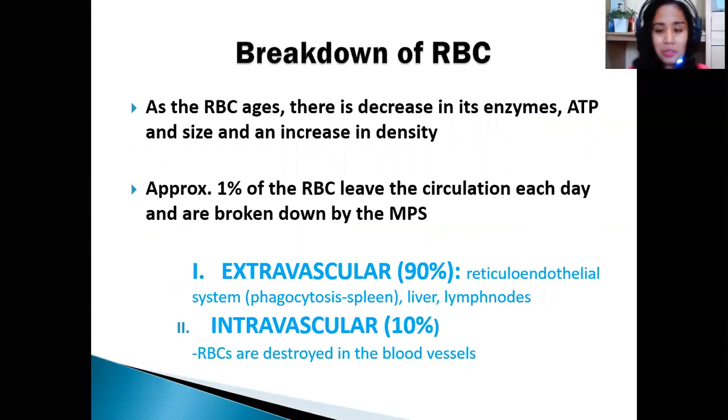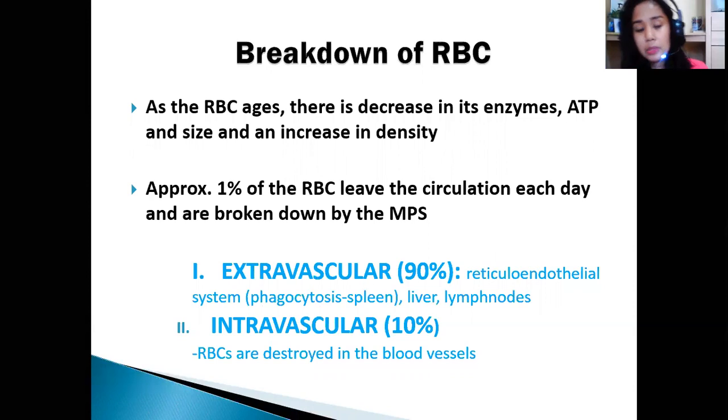So in the breakdown or hemolysis, pwedeng as the red blood cell ages or pwedeng pag may hemolytic anemia. So there are 2 types of breakdown or hemolysis. So we have extravascular and intravascular hemolysis. So most of your red blood cell breakdown happens extravascularly. So, extravascular meaning outside the blood vessels. So, sino ang mga in charge nito? Reticuloendothelial system. So, the macrophages will phagocytose the old red blood cell in the spleen.